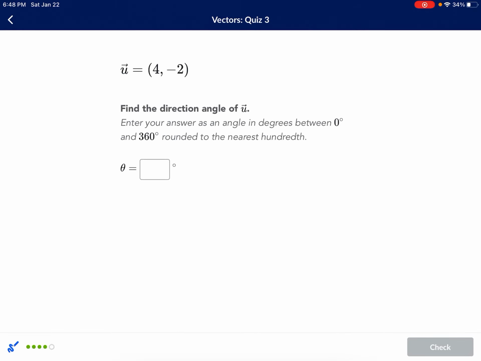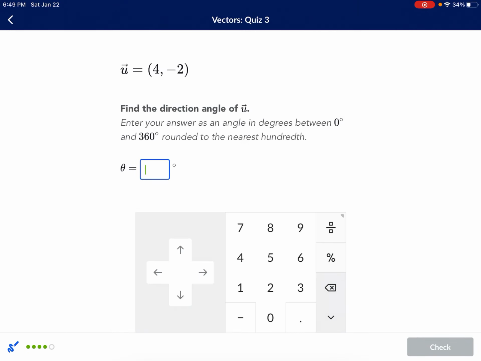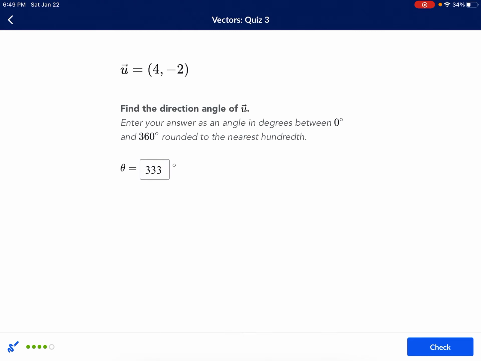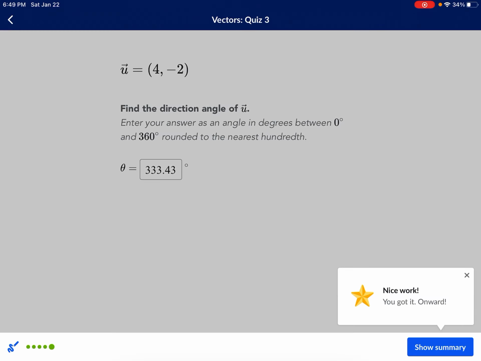Find a direction angle. This is just inverse tangent of negative 2 over 4, the y component over the x component. You get negative 26.56. A positive x value and a negative y value puts you in the fourth quadrant. I got negative degrees, so I'll just add 360 because it's in the fourth quadrant, so it's 333.43 degrees.